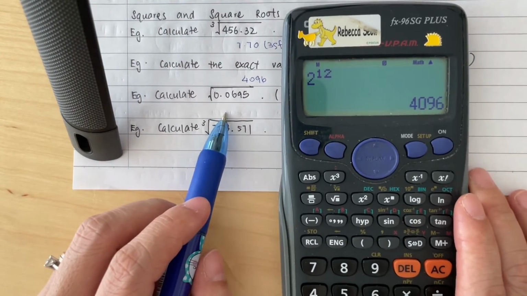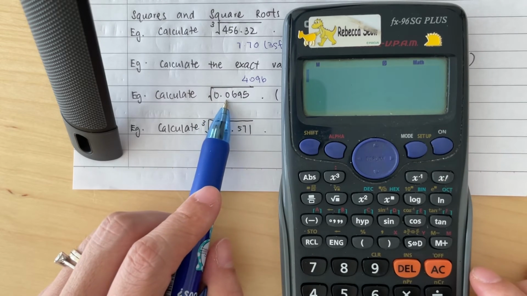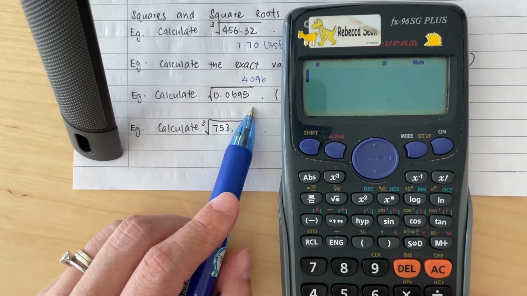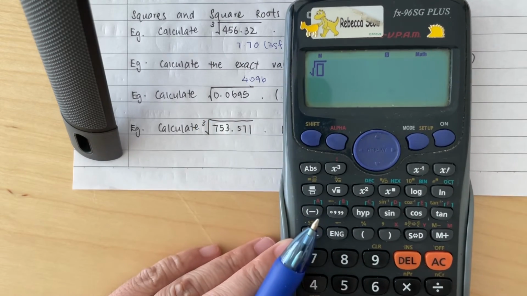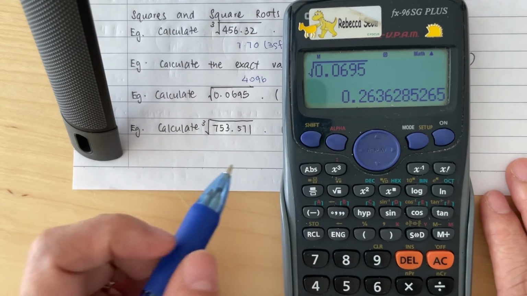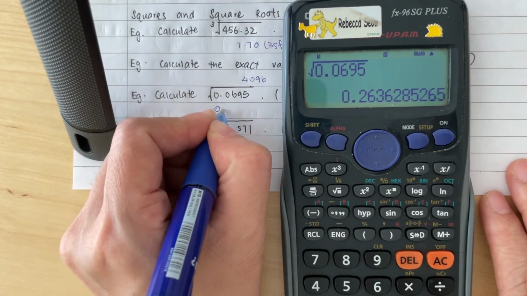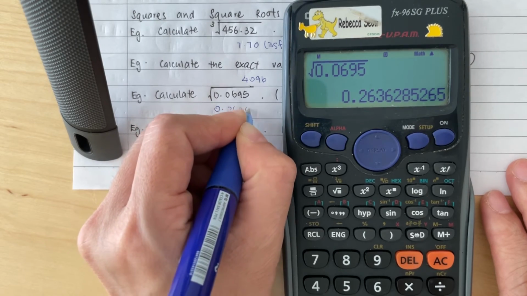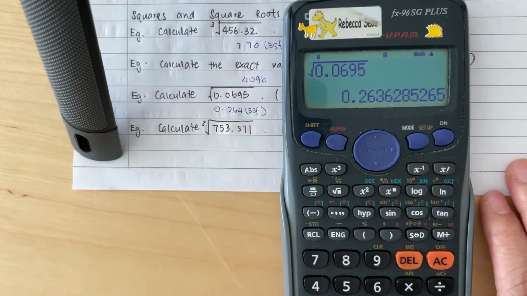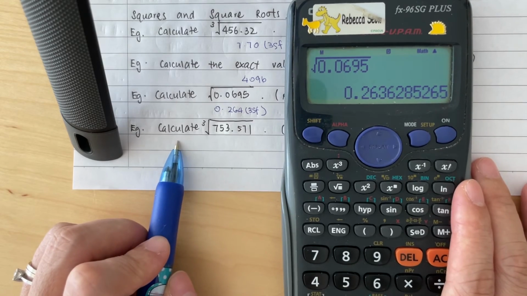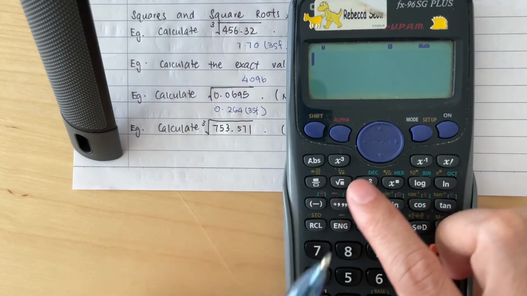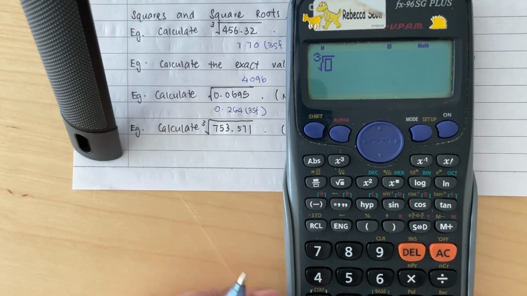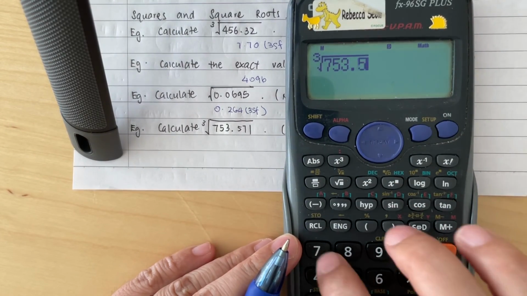Third question. Now we want to find the square root of 0.0695. Square root would just be this. So I press once, type in 0.0695, and there it goes. In 3 significant figures, 0.264. Next, the cube root of 753.571. Cube root means I have to shift, square root, 753.571.